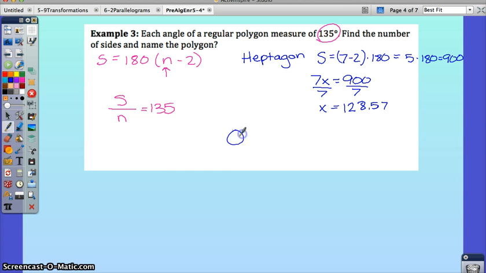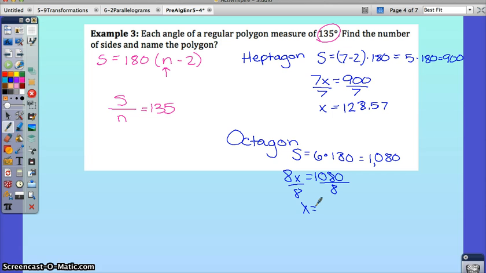Try octagons. A regular octagon would have 8 angles, so it's going to be 8x equals something. And that something is going to come from our sum. Our sum is going to be 8 minus 2, or 6 times 180, which is going to be 1,080. So when we divide 1,080 by 8, because there's 8 angles in this figure, what does x come out to equal? Here x comes out to equal 135.